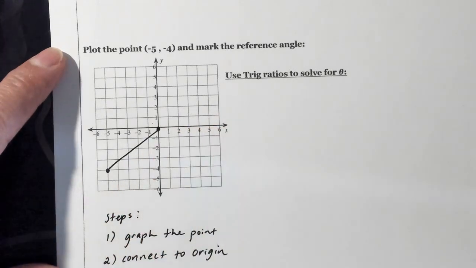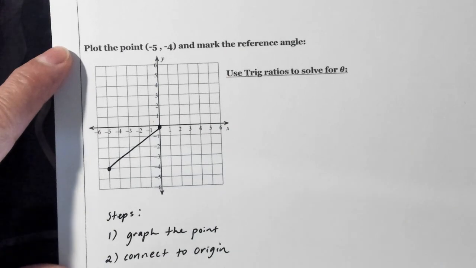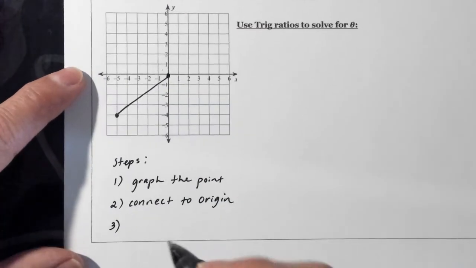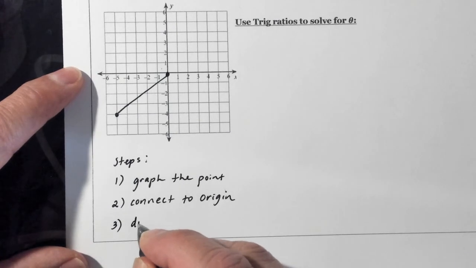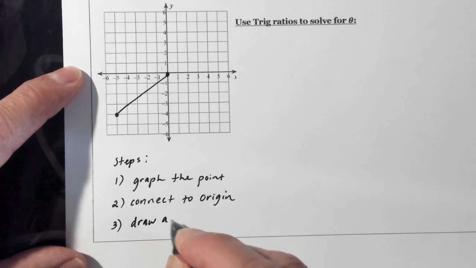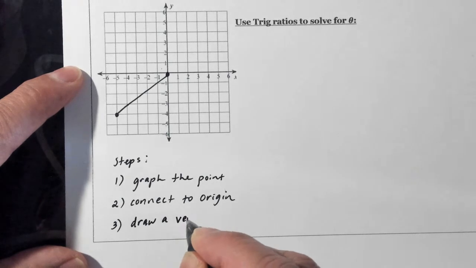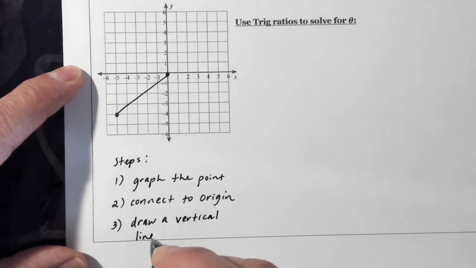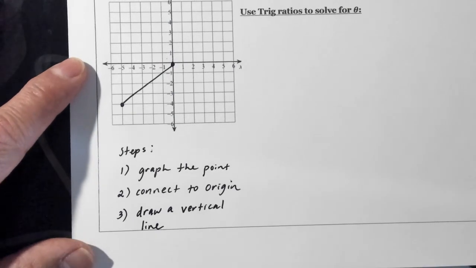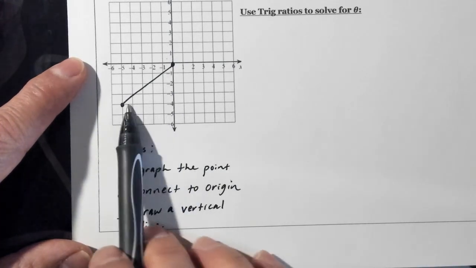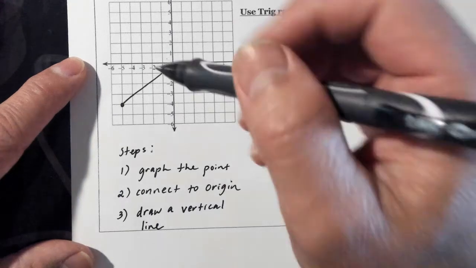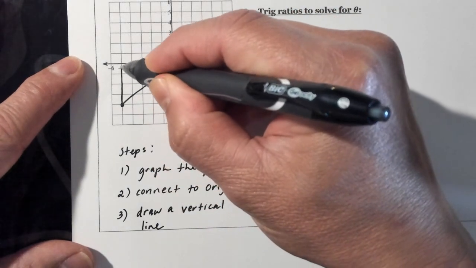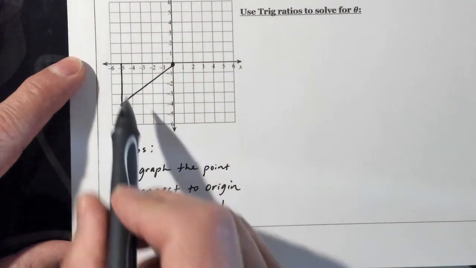It looks better. Next. This is the most important part. This is where students messed up. Draw a vertical line back to the x-axis, not horizontal. If I see you do this, it's wrong automatically. Vertical.